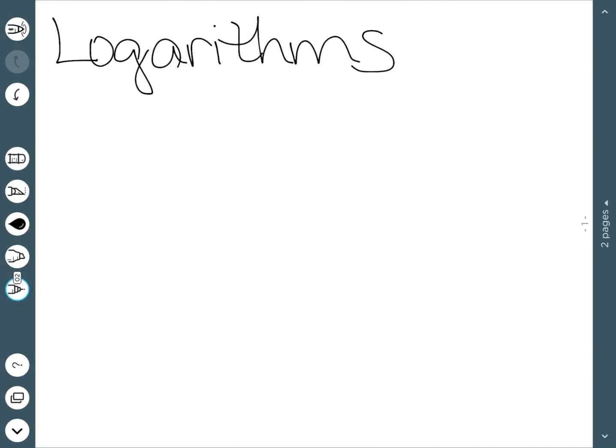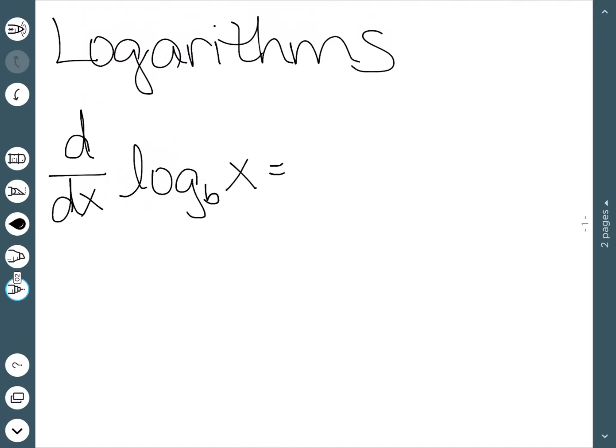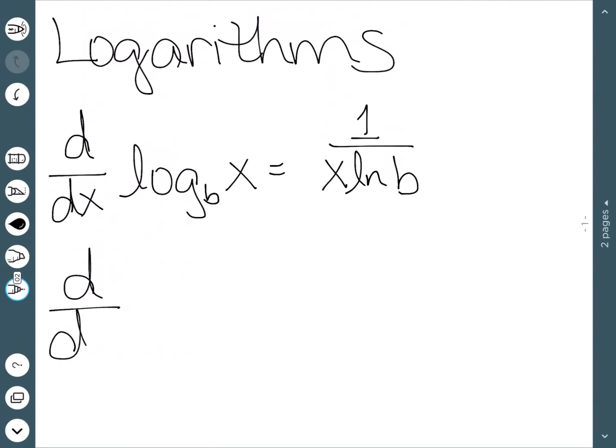The next kind of derivatives we'll look at is the derivatives of logarithms. Here our formula is that the derivative of anything of the form log base b of x is 1 over x times ln of b. So if our base is base e, so we're actually looking at the natural log, we would have 1 over x, and then ln of e is just 1. So the derivative of ln of x is just 1 over x.